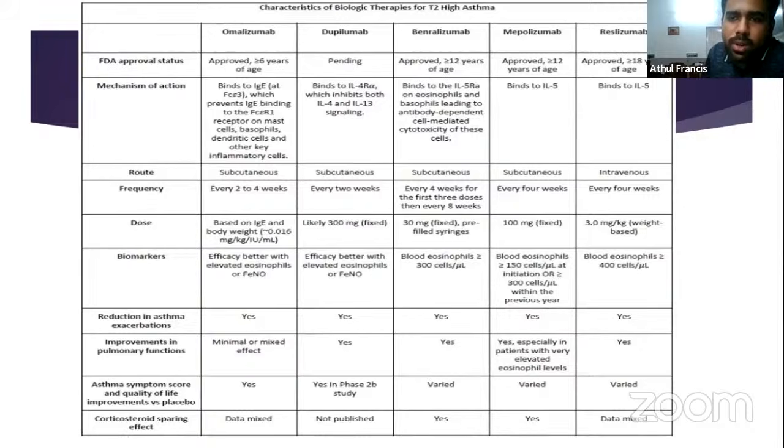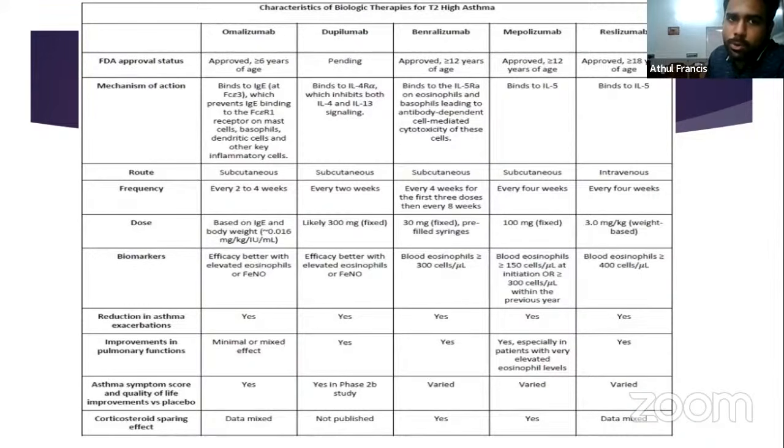An important point to notice here is that mg per kg body weight dosing is there only for reslizumab. And the only one which is given IV is reslizumab. So that is one of the MCQs which can always be asked: which is given IV, reslizumab, at what dose, milligram per kg. That weight-based dosing is available for reslizumab.